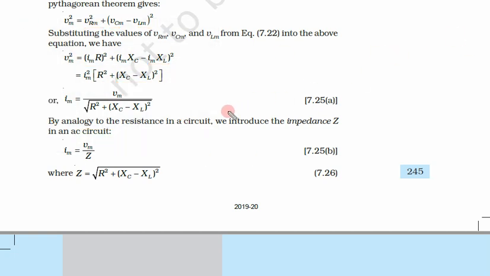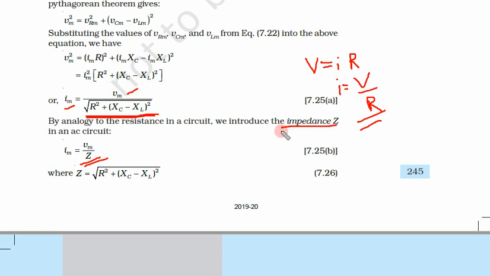Now let us define a new quantity. So we know what Ohm's law is. Ohm's law is V is equal to IR. Similarly, I is equal to V upon R. So here I is equal to V upon something, this quantity. So we have to define this quantity as we previously did in the case of inductance and capacitance. So what is this quantity? We define this quantity as Z, and Z is called impedance.